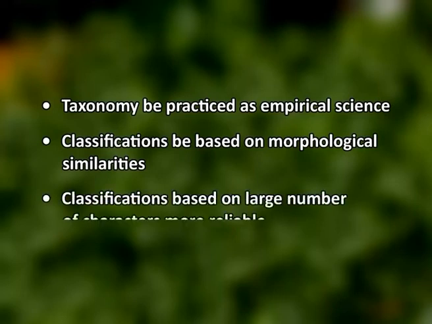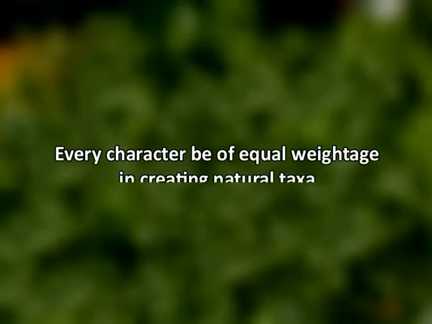Number three, classifications based on a large number of characters will be more reliable. Number four, every character should be of equal weightage in creating a natural taxa. Number five, overall similarity between any two entities is a function of their individual similarity in each of the many characters for which they are being compared.